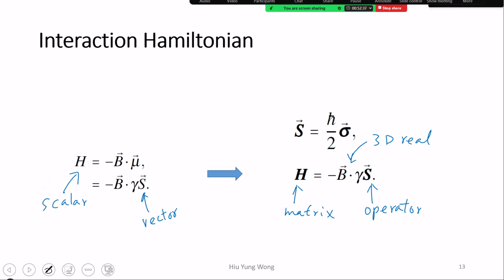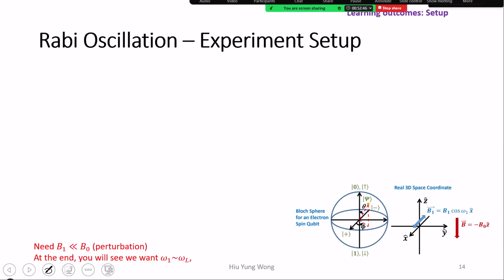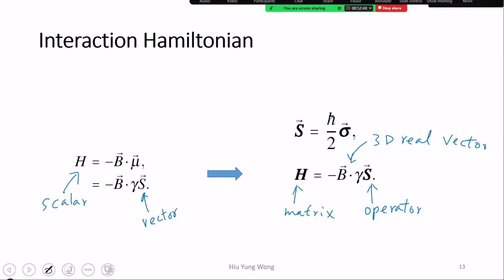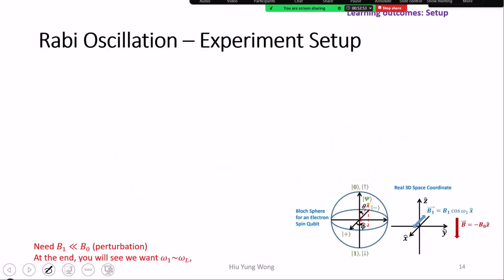So you can look at this and think about it, and you will understand better. But again, no worry, we are going to have the numerical example. So now we have a new system, rapid oscillation. Besides having a magnetic field pointing down, I also have an oscillating small magnetic field in the x direction, external. That is the so-called setup for rapid oscillation.